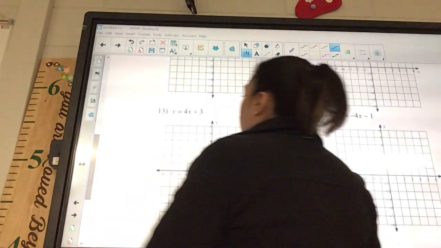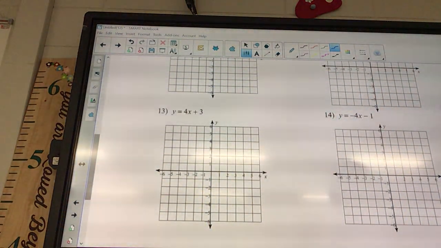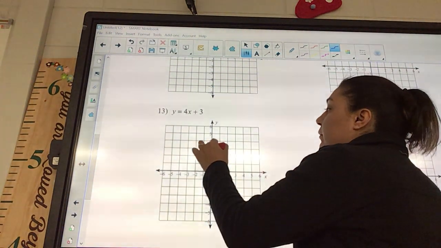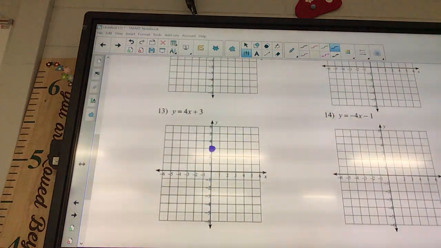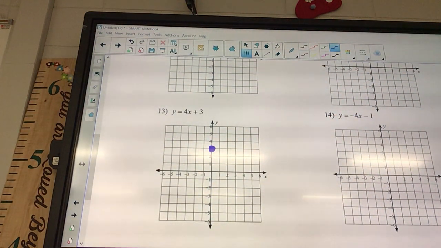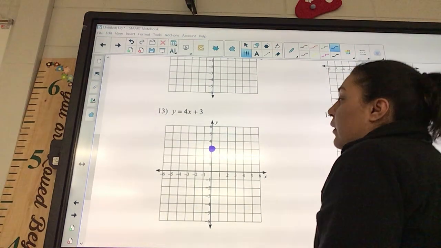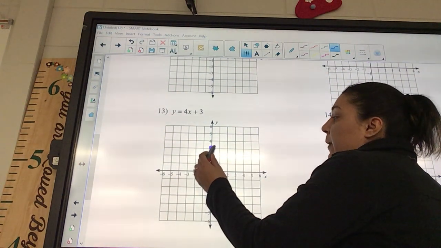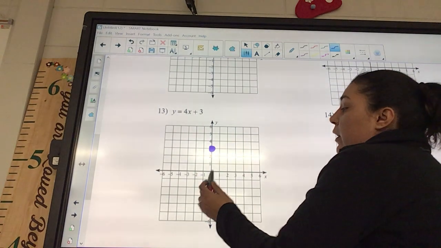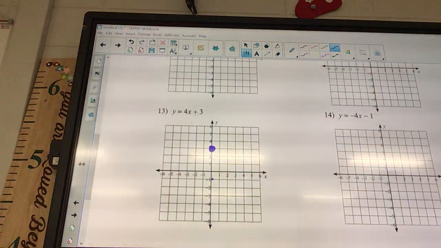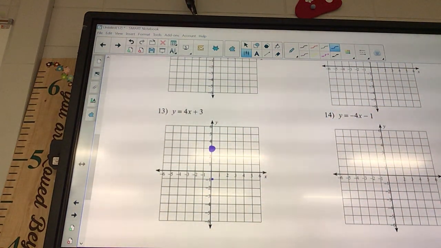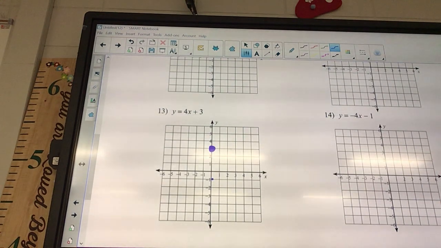Okay, 13, our y-intercept is at 3. And our slope is what? What's our slope? 4 over 1. Okay, can we rise 4? No, so we're gonna have to go down 4, 1, 2, 3, 4. And we're gonna have to go over 1. Which way do I need to go over 1? To the left or to the right? To the left.